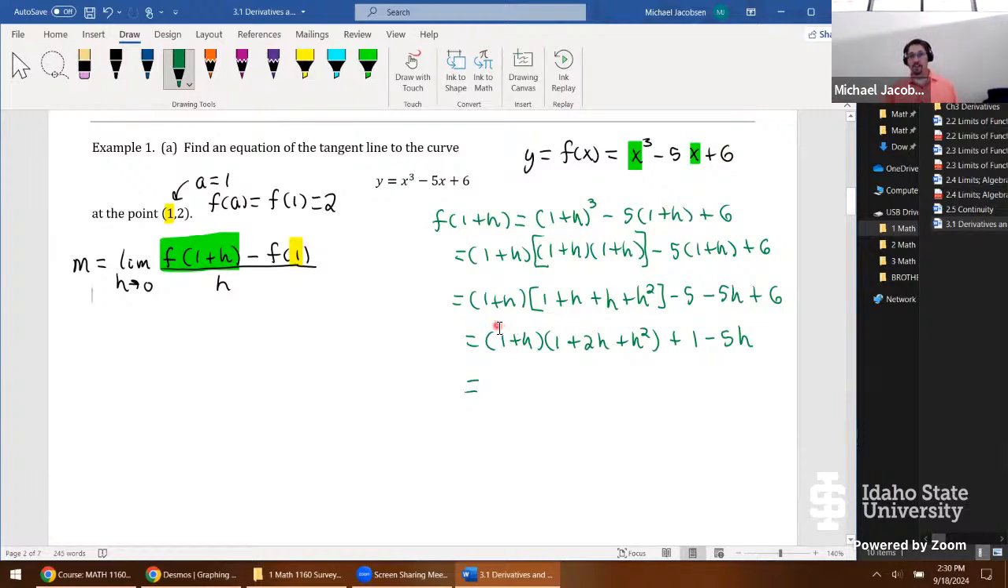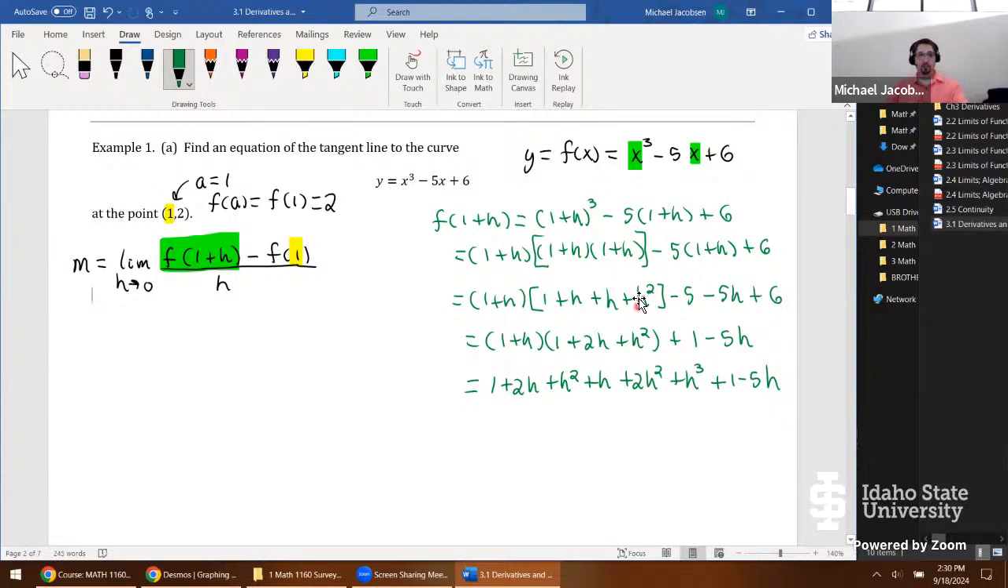First distribute 1 into the group through the right. That's just multiplying everything times 1, so we get 1 plus 2h plus h squared. Next, we're multiplying h into that group, so we get plus h plus 2h squared plus h cubed, then plus 1 minus 5h.